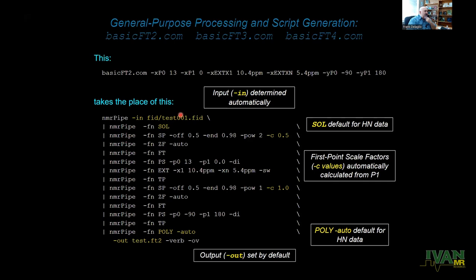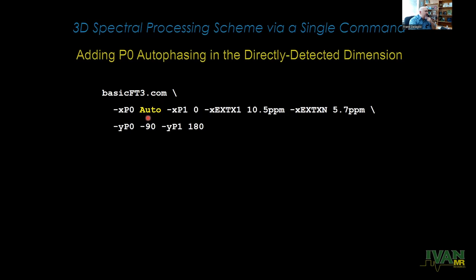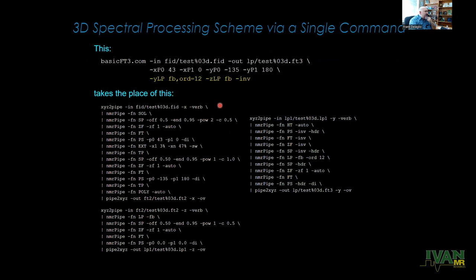And very easy to make modifications to the processing scheme's capabilities just with small changes to the command line arguments. So here's a command that processes a complete 3D data set, and we specify phase correction parameters, a region of interest, and phase correction parameters for the indirect dimension. If we want to add linear prediction or automated phase correction, we replace the phase correction value with the word auto. If we'd like to add linear prediction, we put in some linear prediction options such that this command takes the place of this complicated processing scheme.